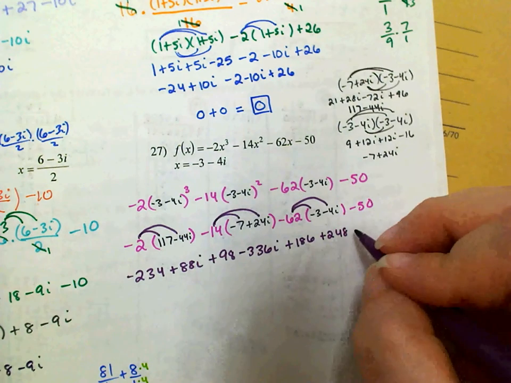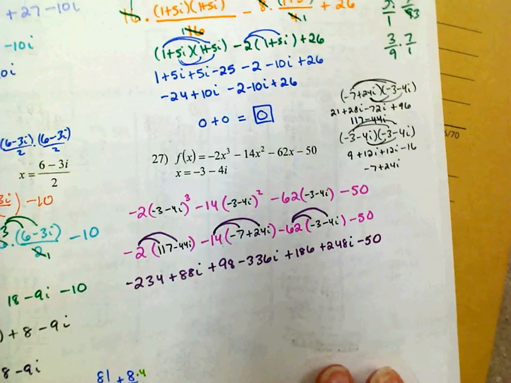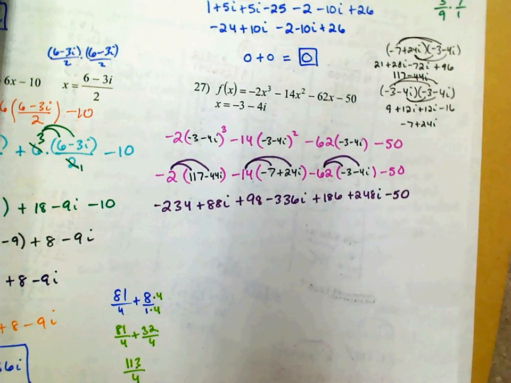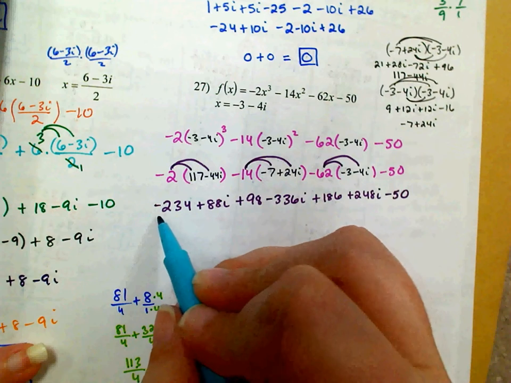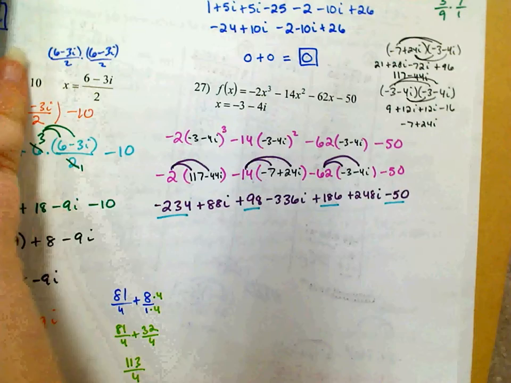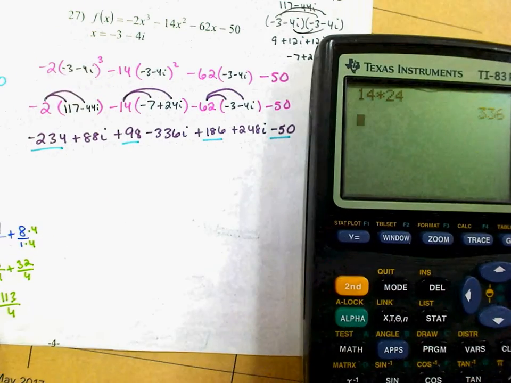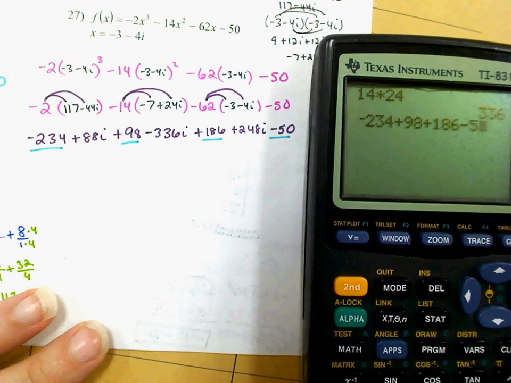So at this point, I need to combine all like terms, so, man, I got really sideways on that. Okay. I need to combine all the real and all the imaginary. So I've got negative 234, positive 98, positive 186, and negative 50. Negative 234 plus 98 plus 186 minus 50, and I get 0. So all those add up to 0.